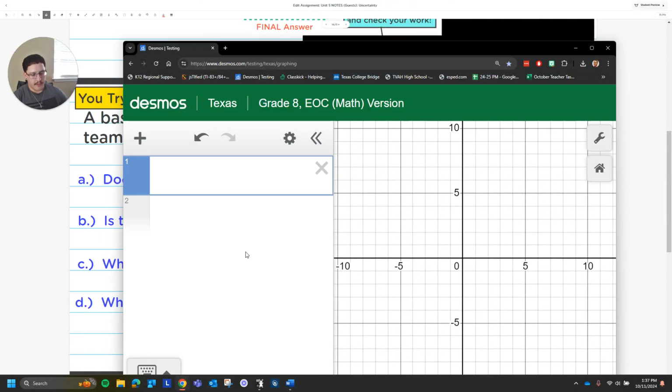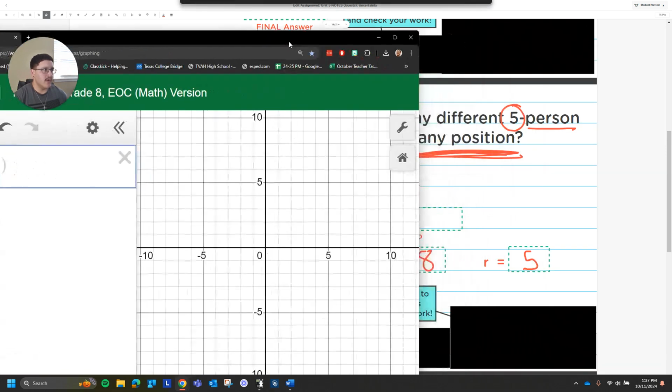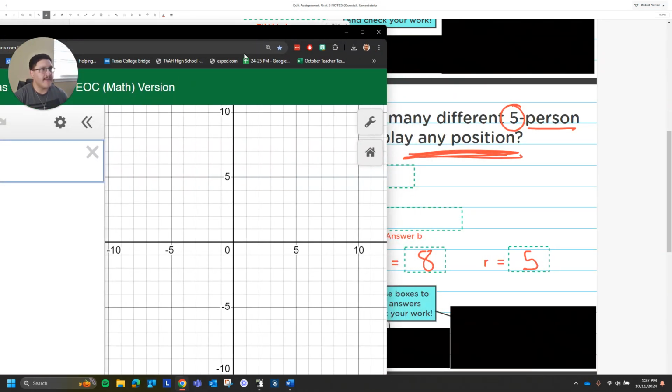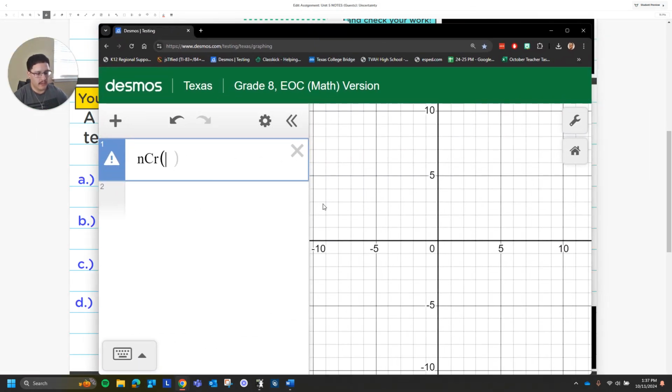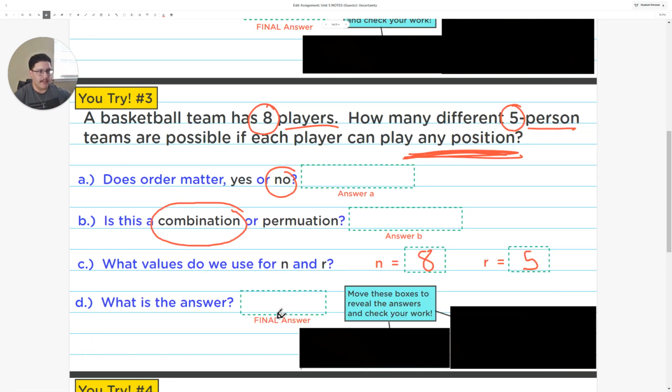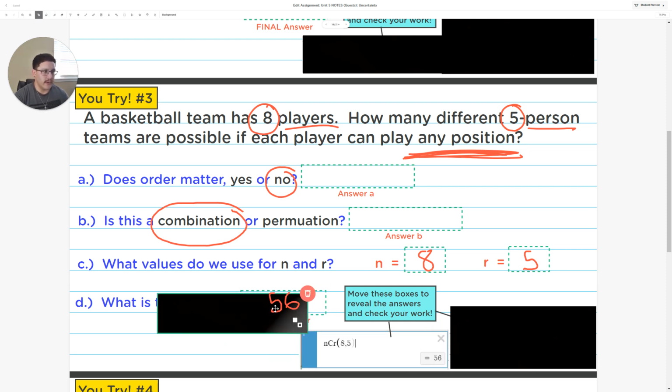So I'm going to type in for combination N capital C R, and then we're going to have 8 and then choose 5. And we have 56 different ways of making this team using combinations, if order does not matter. So we have 56. There's your answer.